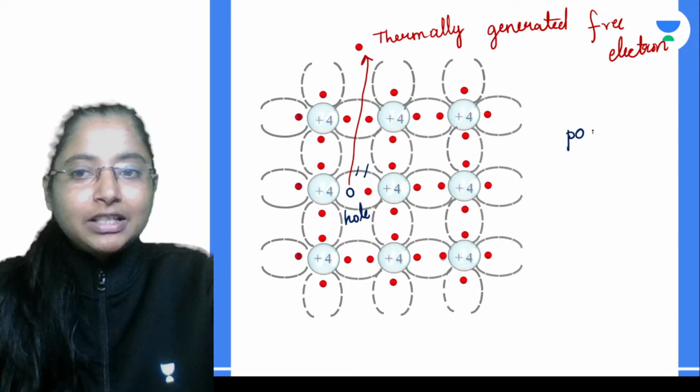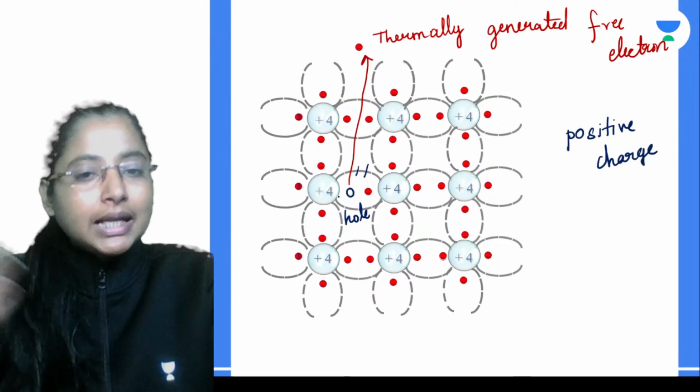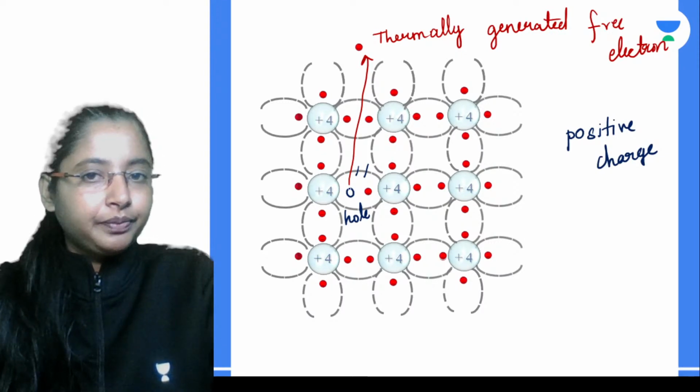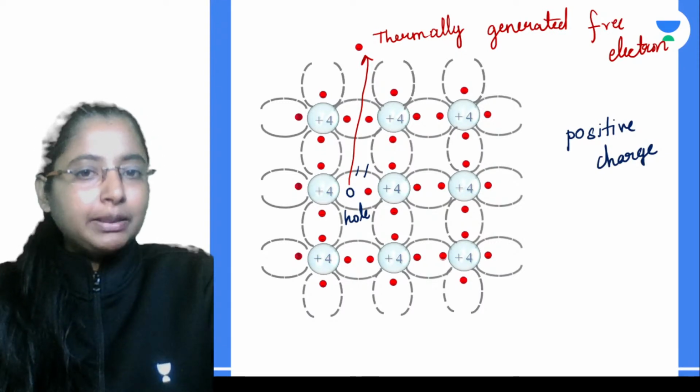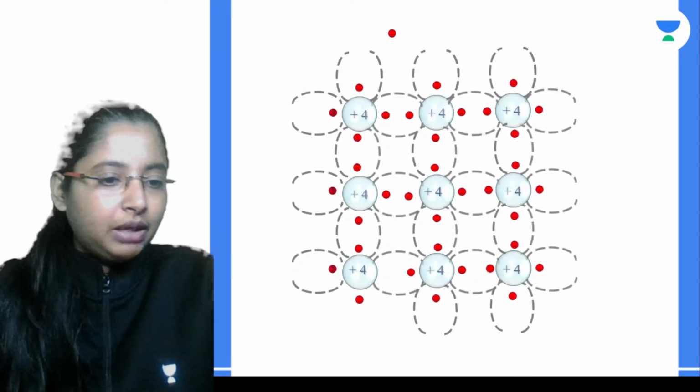Okay, it is just a positive charge, meaning there is a deficit of electrons in that place, or a vacancy of electron, and some other electron can move into this place. Okay, very simple. Now, what if, let's say, we are thermally exciting this particular material again.